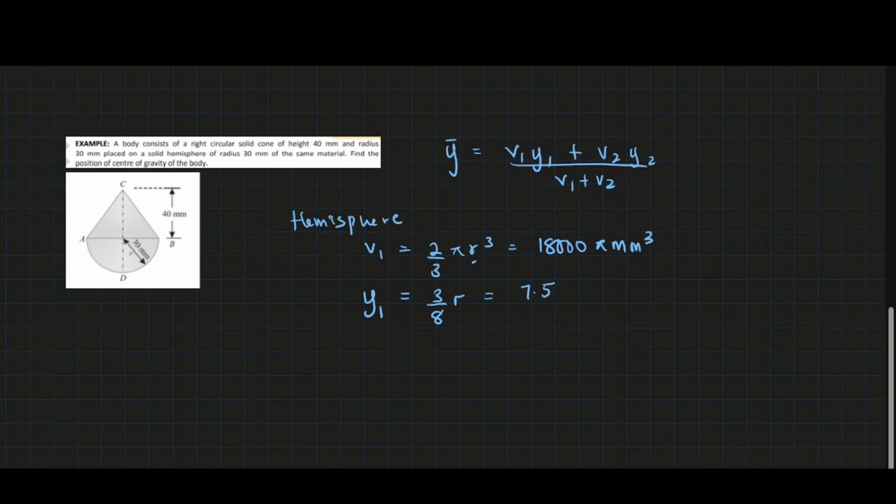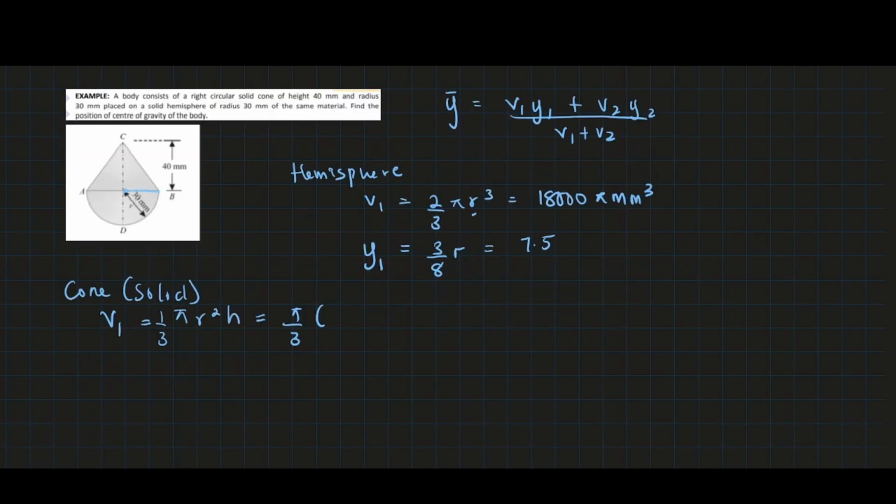Next, for the solid cone, the volume of a cone is 1 over 3 pi r squared h. So it's going to be equal to pi over 3. The radius is going to be 30, because from here to this point is 30, so 30 squared, and the height is 40. So the answer is going to be 12,000 pi millimeter cubed.